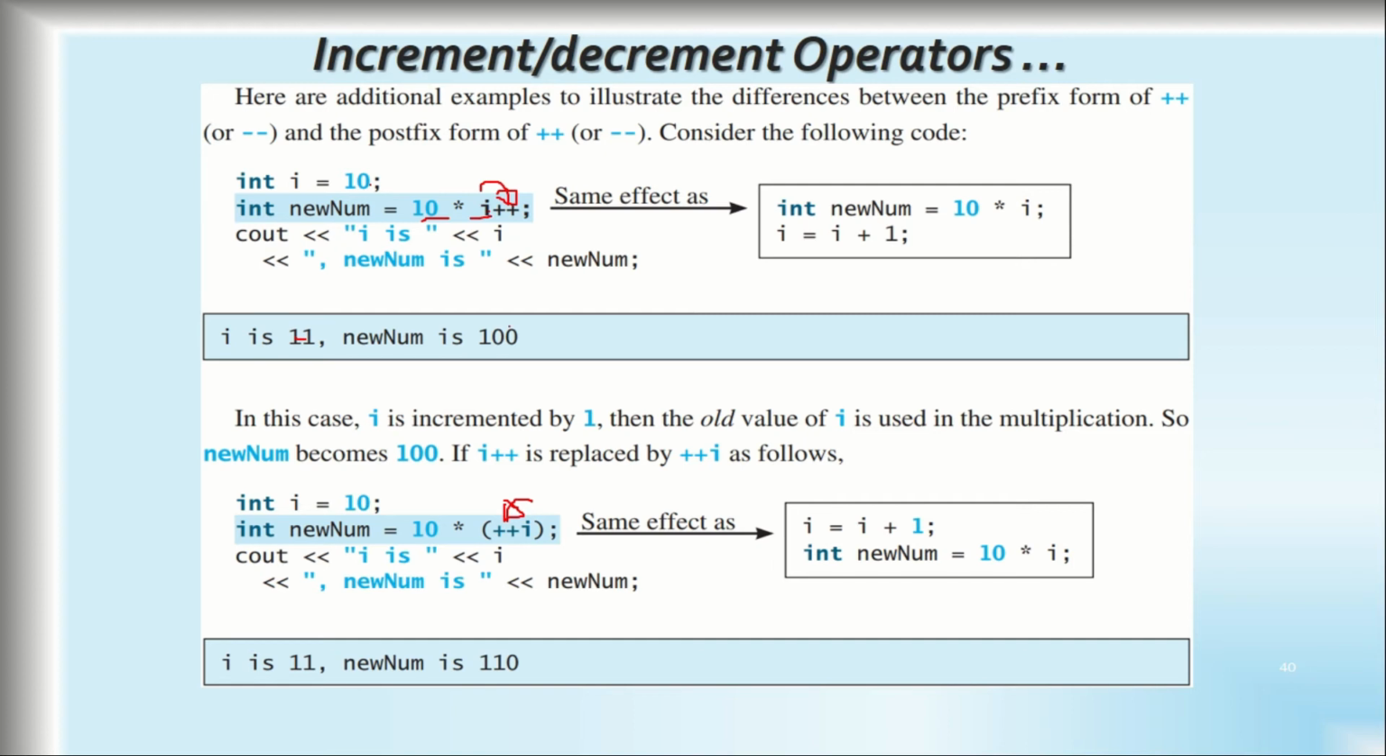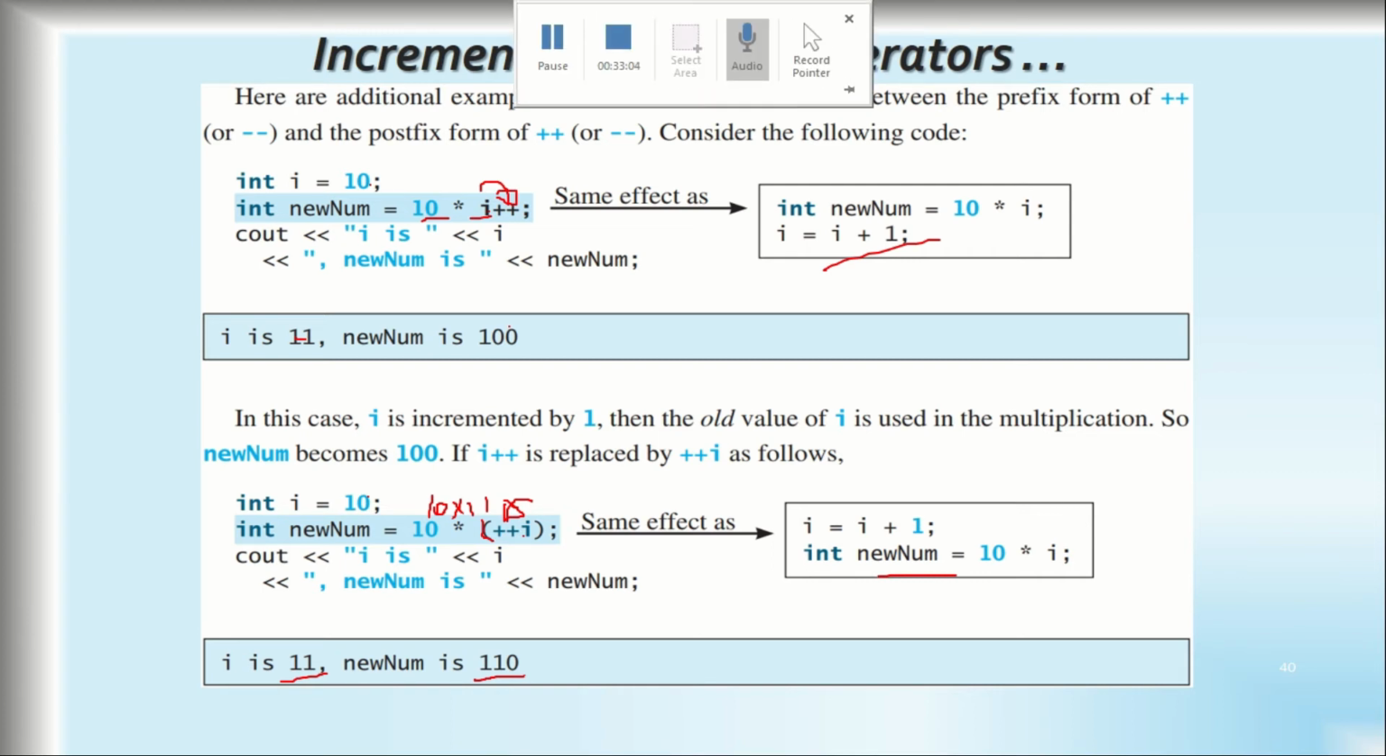From this, num gets 10 times the incremented value first. As you see in this bracket, increment first: i is 10 plus 1, ++i means plus 1, 10 plus 1 is 11. So 10 times 11, then the output is 110. The i value is 11. I think this is clear. And also you can see this one. What does it mean? i plus plus, or ++i I mean.